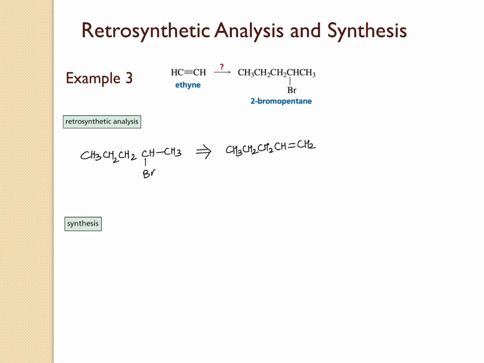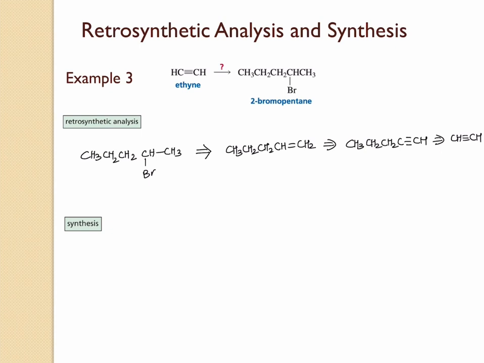Now how can we synthesize this alkene from something which has a triple bond? Yes, we can definitely do the catalytic hydrogenation. And what is the real starting material? So ethyne is the starting material. Is it possible to convert ethyne into this? Yes. So this is where we'll be making use of the acetylide ion. So this would be the starting material.